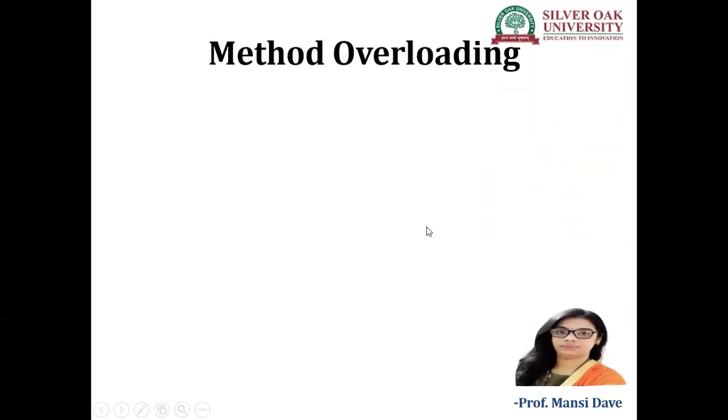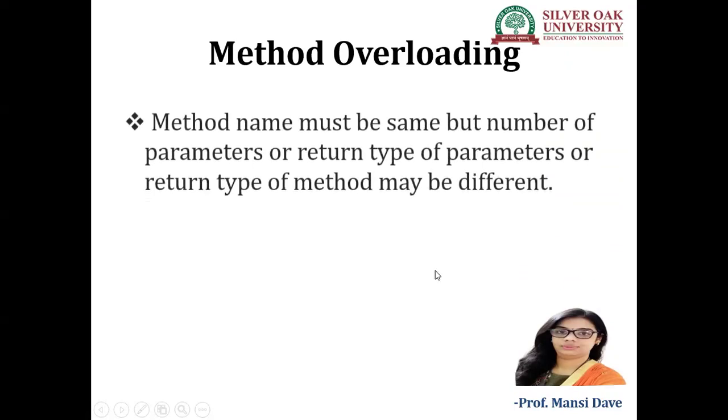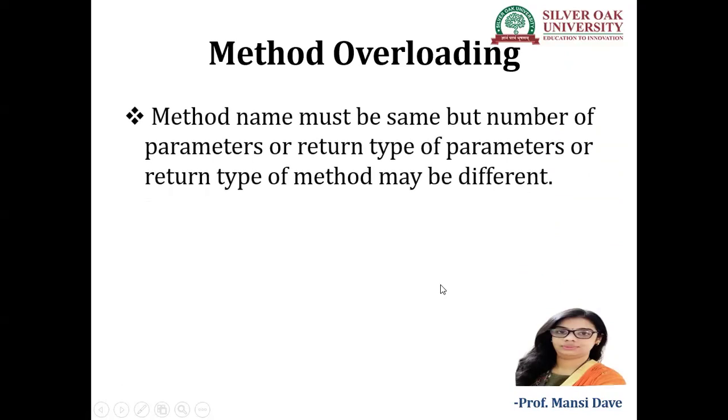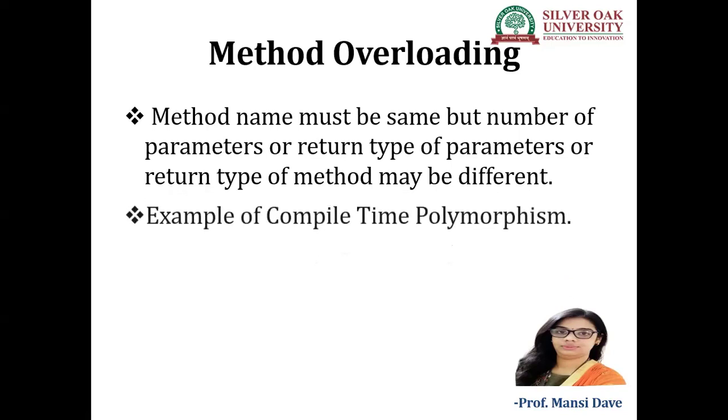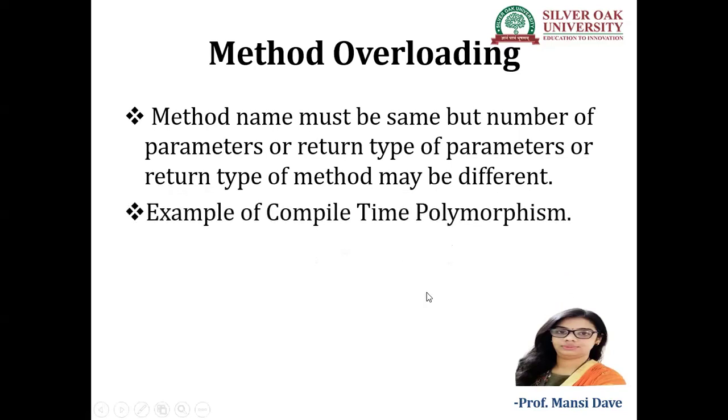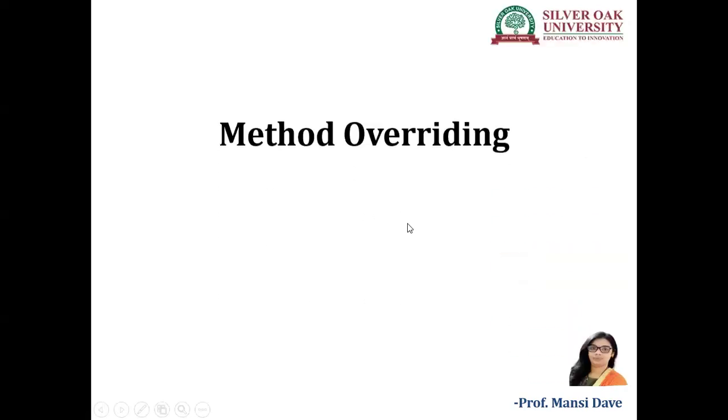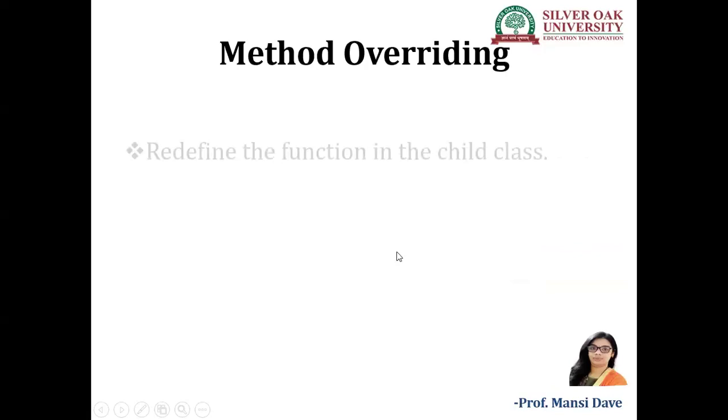Now let's understand method overloading first. Method overloading means the method name must be the same, but the number of parameters, the type of parameters, or the return type of the method may be different. That is considered method overloading. It is an example of compile time polymorphism. Second is method overriding.